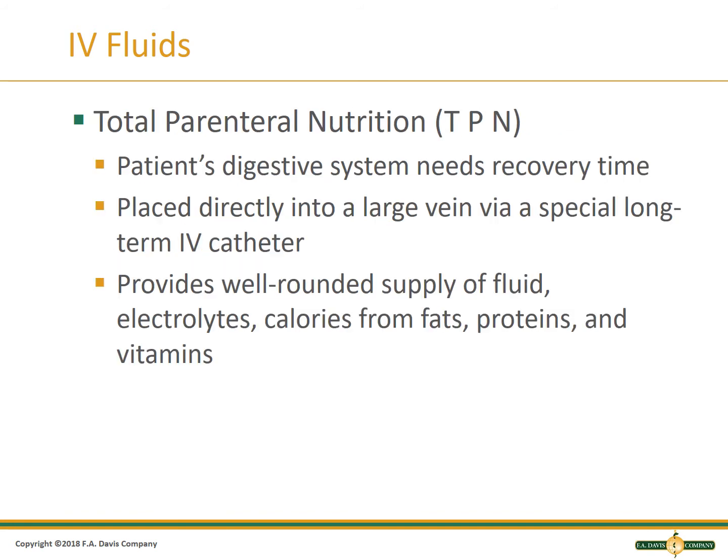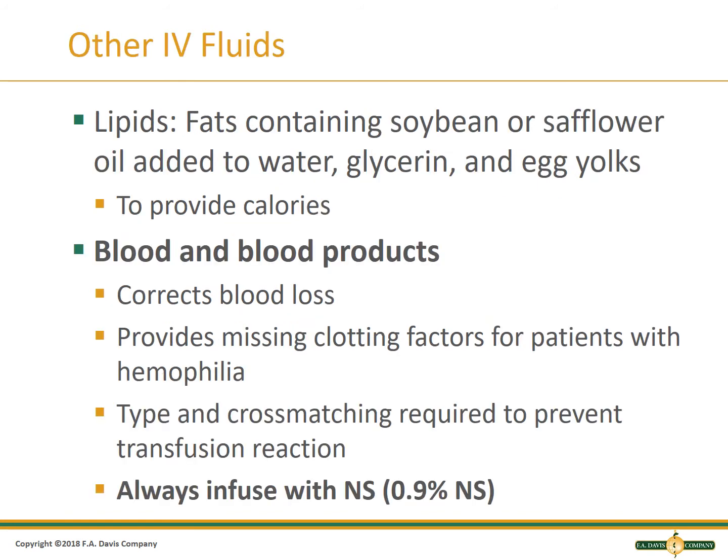Total parenteral nutrition. This is used when the patient's digestive system needs recovery time. It's placed directly into a large vein via a special long-term IV catheter. It provides well-rounded supply of fluid, electrolytes, calories from fats, proteins, and vitamins. Other IV fluids, you can give lipids. These are fats containing soybean or safflower oil added to water, glycerin, and egg yolks. This is to give extra calories to patients, especially if they have some sort of a wasting disease.